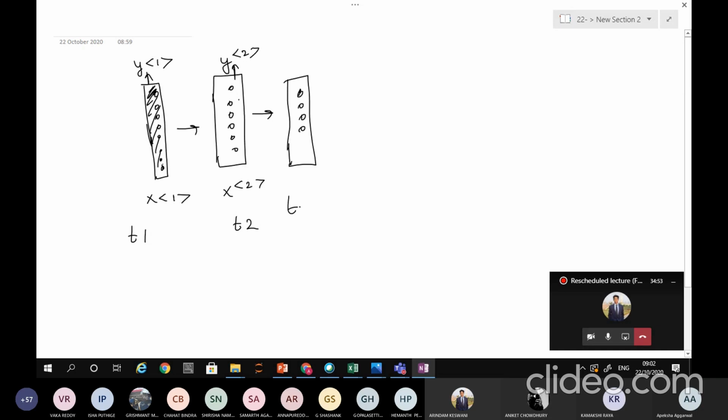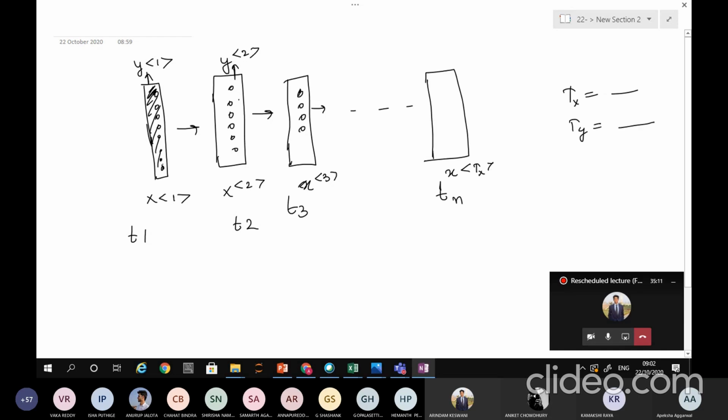Up till the final time tn, that is the size of tx. So tx is the number of words in the sentence, and ty is the number of outputs that we require. Here we require 4 outputs as well as 3. In some cases we require 1 output, so in that case ty is 1.